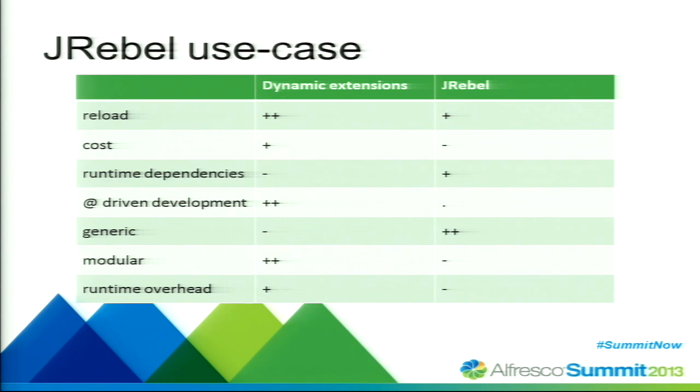Next, the generic nature. Dynamic extensions is really crafted for Alfresco development, so it's not something you can use outside of Alfresco. Whereas JRebel, if you're doing very different development, Spring MVC, Alfresco, then JRebel is a really good tool because it can handle pretty much any Java type application using Spring and so on. So it's really a solid sledgehammer that can hit many nails, but it's not as specific when it comes to Alfresco development.